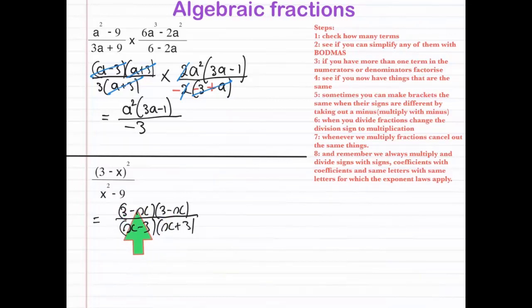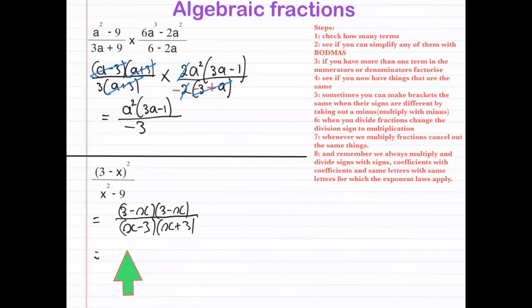So how about I take a minus from that first one? And why will I take a minus from this one? Because I want to make some of the things the same. See if you now have things that are the same. And if there's not, sometimes you can make brackets the same when their signs are different. That one's signs are different from this one, okay?